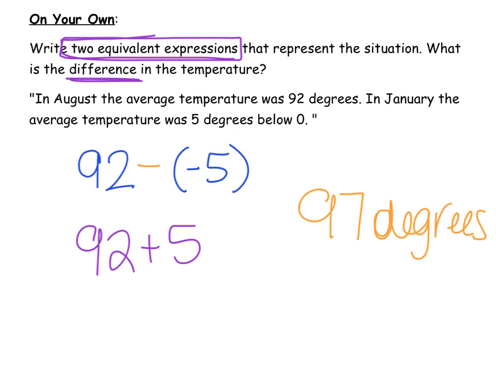You'll notice my first expression was 92 minus -5, which is the same thing as 92 plus 5, which gets us a grand total or a grand difference of 97 degrees.